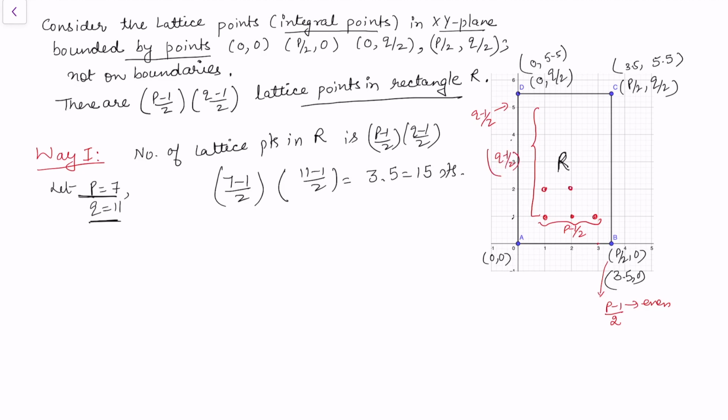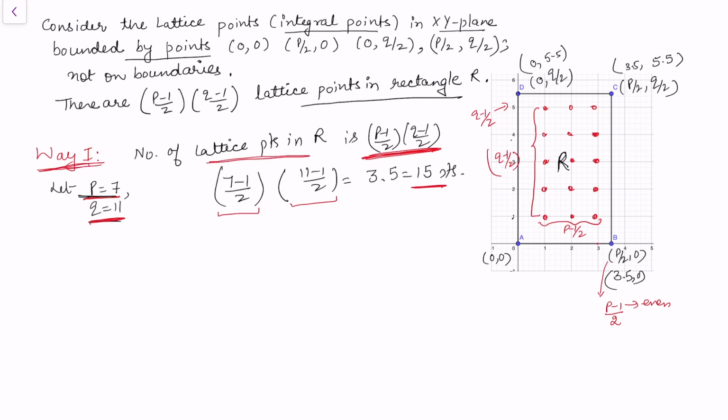Now count these p minus 1 by 2 on the horizontal and q minus 1 by 2 on the vertical side. The total number of points that we get is p minus 1 by 2 into q minus 1 by 2. For example, if I take p equal to 7 and q equal to 11, I get 7 minus 1 by 2, 11 minus 1 by 2, that is 15 points. So the 15 red dots that I have drawn here are the integral points. So this is one way of counting the lattice points in the region R.